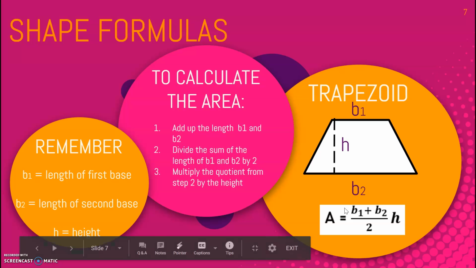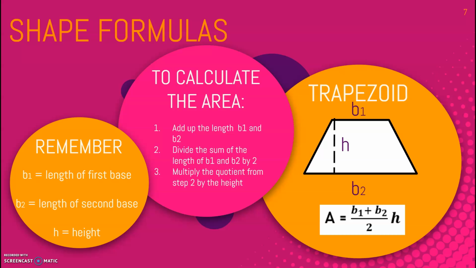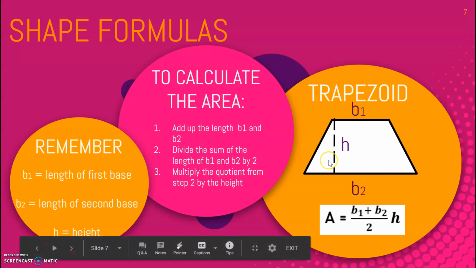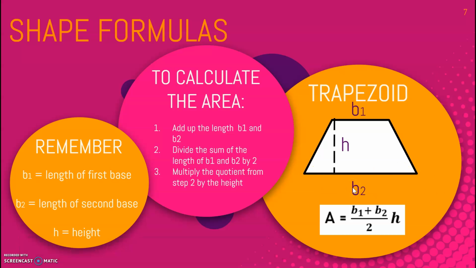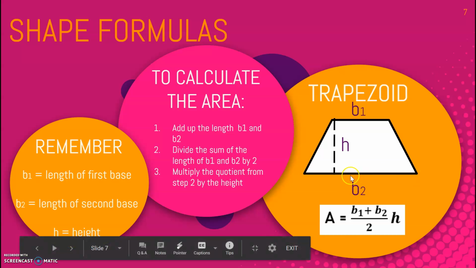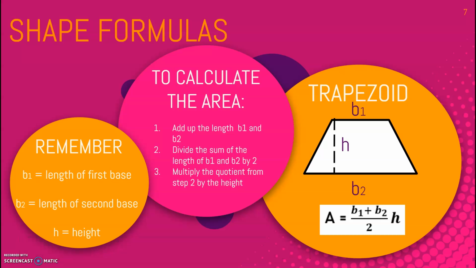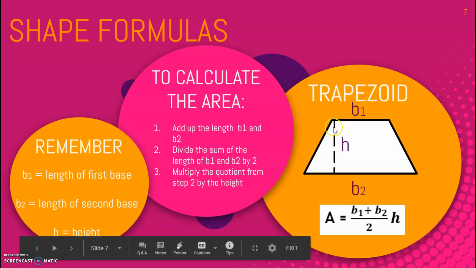For trapezoid, to calculate the area of a trapezoid, we have to add up the length of base 1 and base 2. So base 1 and base 2, and then we divide the sum of the length of base 1 and base 2 by 2. So base 1 plus base 2, then divide that by 2. After we've come up with that, we need to multiply it by the height. Remember, the height is up and down. The height will not be diagonal.